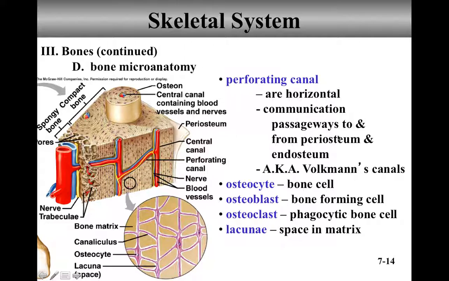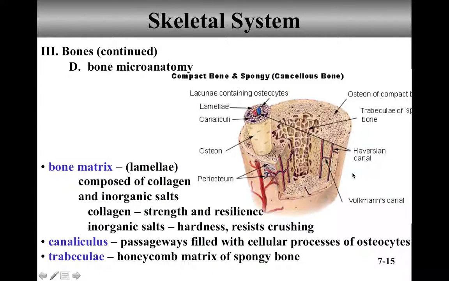They're communication passageways because they transport blood and nerves. The nerve is the yellow here, very closely neighboring the artery, and the vein runs this little yellow nerve. And these used to be called Volkmann's canals. You can just learn them as perforating canals.